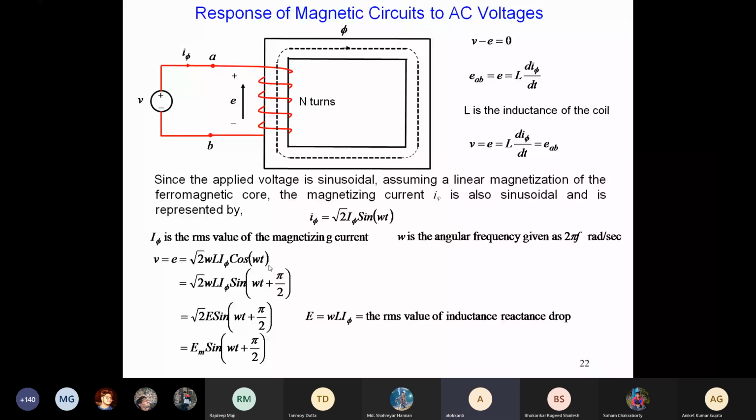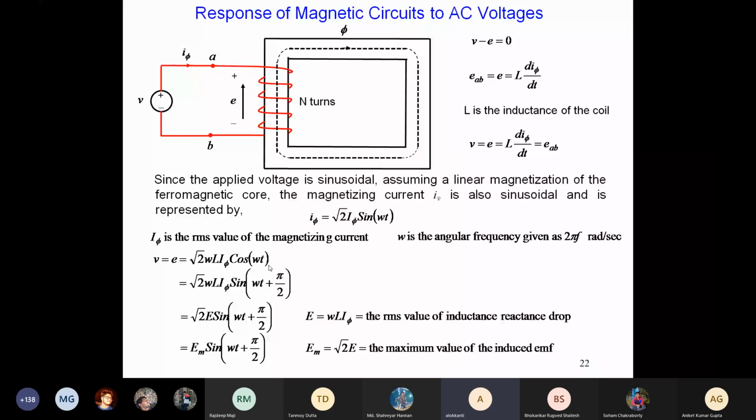Okay, so this is the expression for V. V is equal to EM sine omega t plus pi by 2. So EM is equal to root 2 E. This is all obvious, whatever terminology I used: EM equal to root 2 E, the maximum value of the induced EMF.